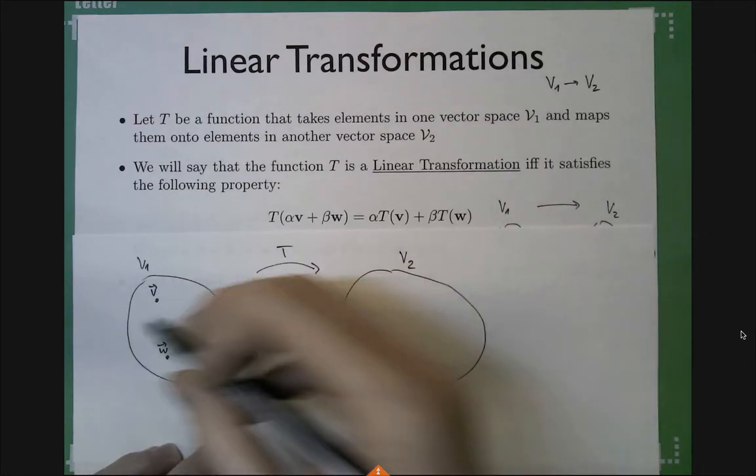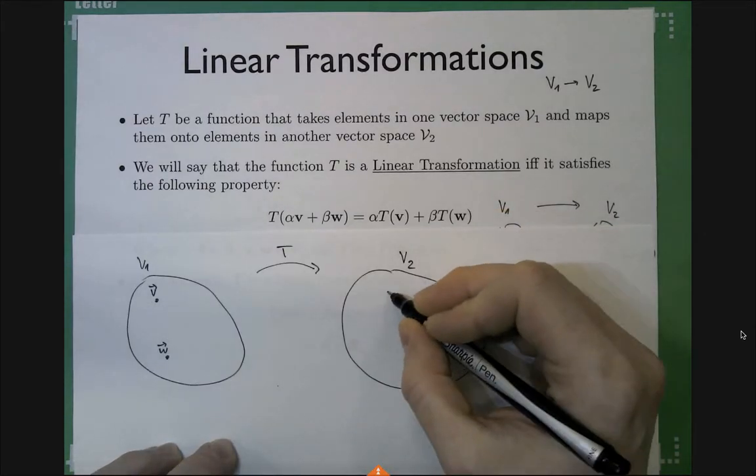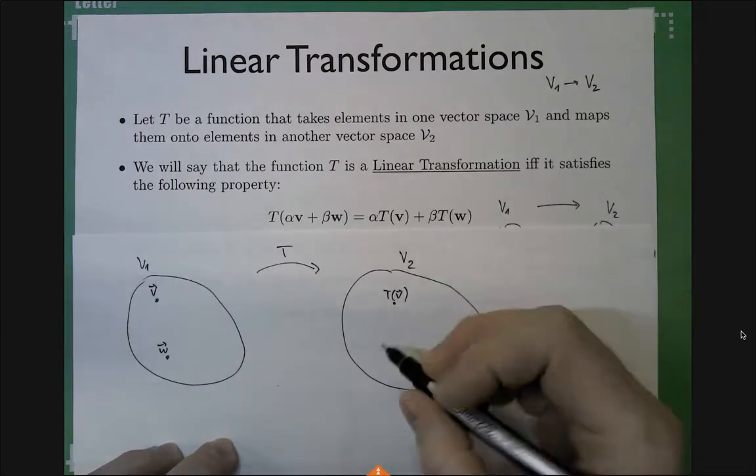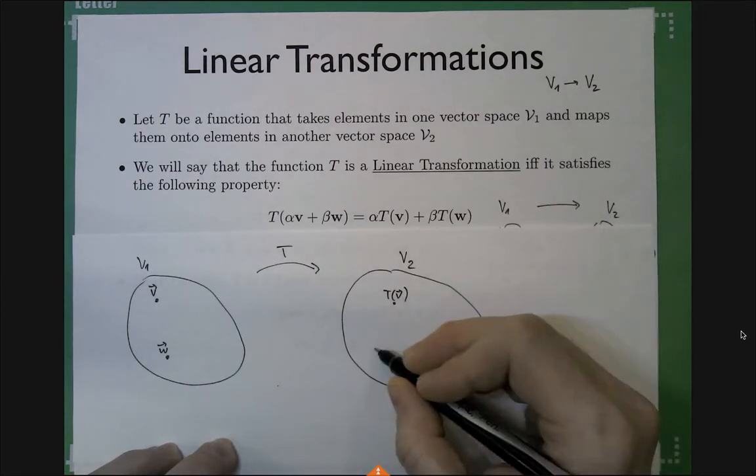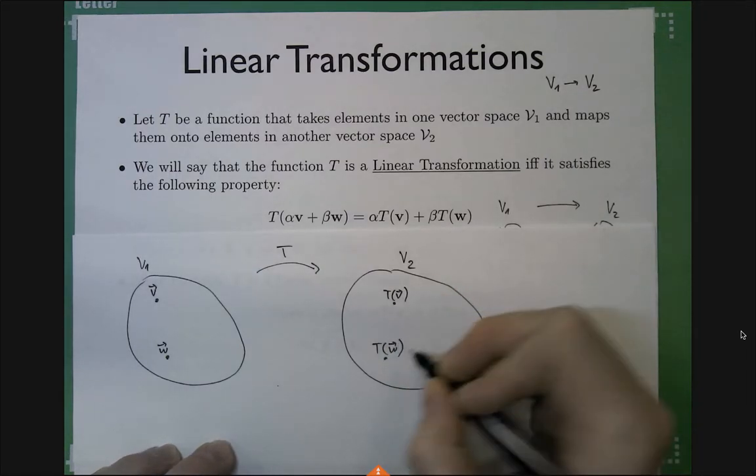So I have a transformation going between v1 and v2. T maps V to some point TV, or vector, to be correct. And the same thing with TW.